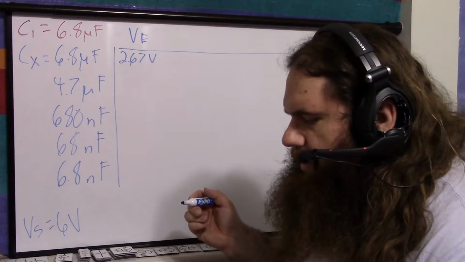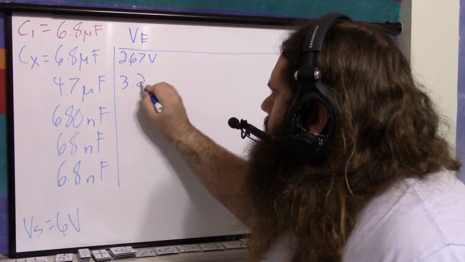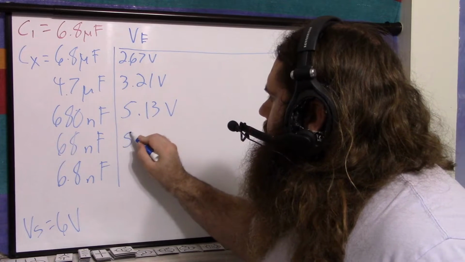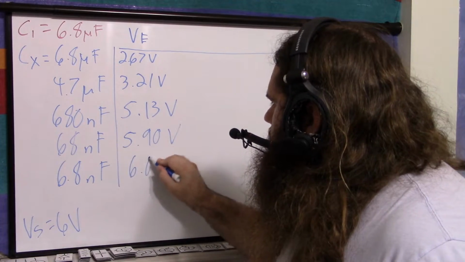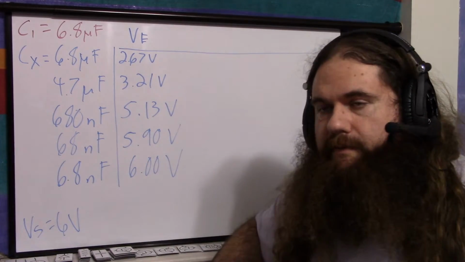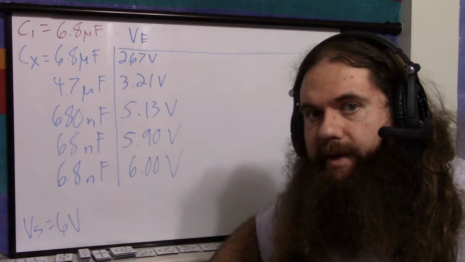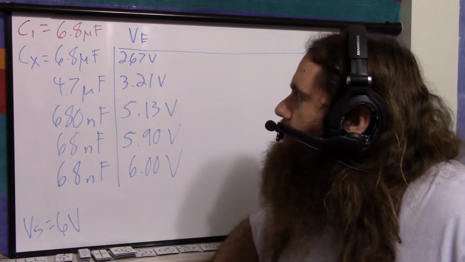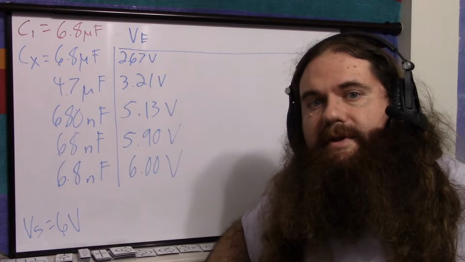For this one, I got an average of 3.21 volts, 5.13 volts, 5.90 volts, and 6.00 volts. The first thing you'll notice is that this is not a useful result. Basically, the second capacitor took no charge. 6.8 nanofarads versus 6.8 microfarads is a factor of 1,000.